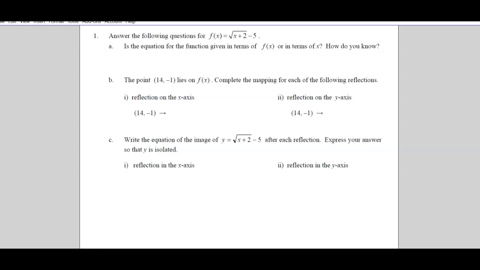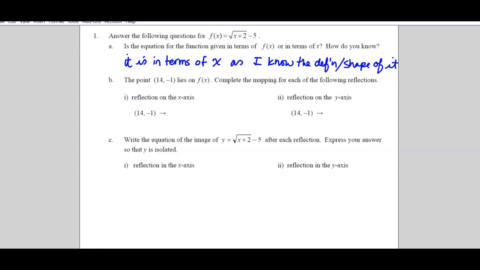So it is in terms of x as I know the definition or shape of it. I can graph it on the calculator, which is a big hint. Point 14, negative 1 lies on f of x. So what happens to that after reflection on the x-axis?